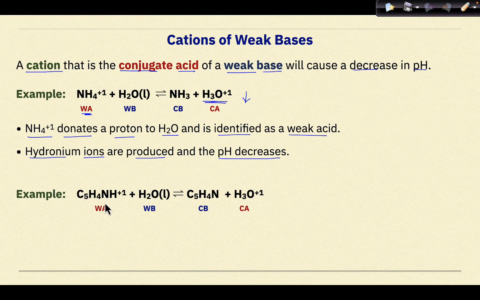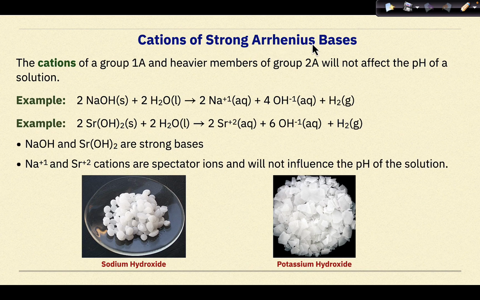We have C5H4NH+1 reacting with H2O to produce C5H4N and the hydronium ion. The C5H4NH+1 is acting as a weak acid. It's going to donate this labile proton right here to the water, which is acting as a weak base. We form the conjugate base C5H4N and the hydronium ion. So once more, as soon as we see the hydronium ion formed, the pH will decrease and the solution will become more acidic.